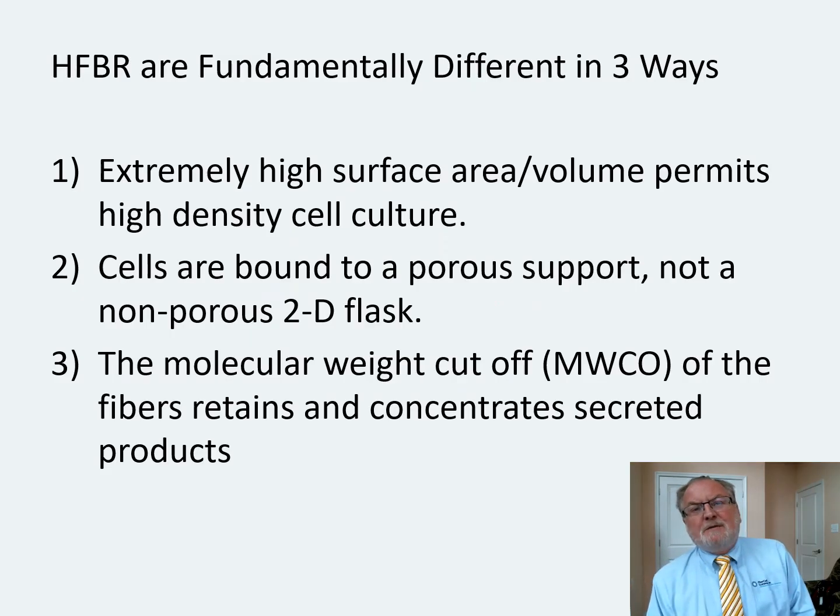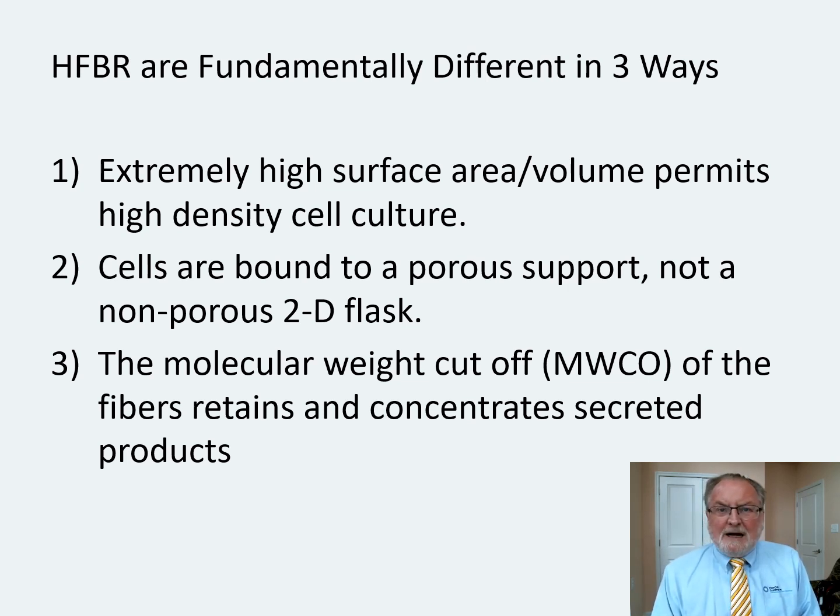Hollow fiber bioreactors are fundamentally different from two-dimensional flask culture in 3 fundamental ways. First off, they have an extremely high surface area to volume ratio. Our C2011 cartridge has 4,000 square centimeters of surface area and a volume of 20 mils. We have 200 square centimeters of surface area per milliliter volume. So you have to imagine a film 50 microns thick. Extremely high surface area to volume ratio is what permits us to grow cells at extremely high densities. Typically, we can culture cells at 1 to 2 times 10 to the 8 cells per mil. This is the only way that I know of that we can culture cells at in vivo-like cell densities, tissue-like densities.